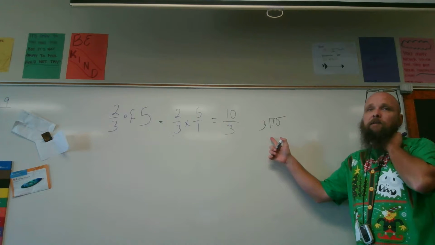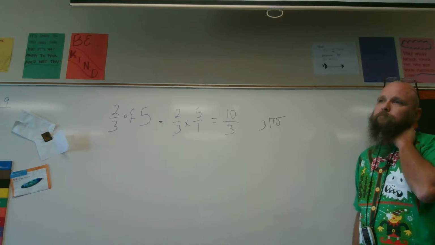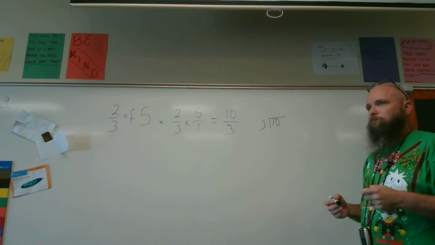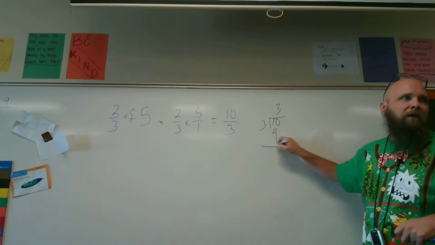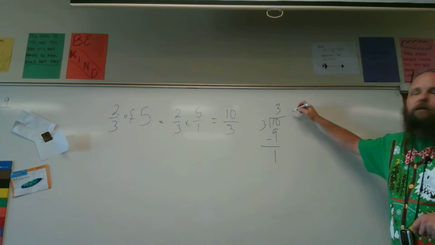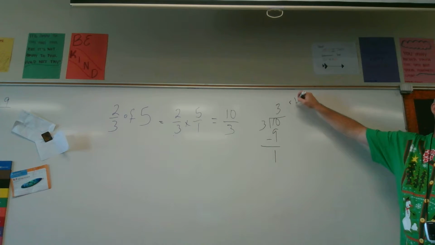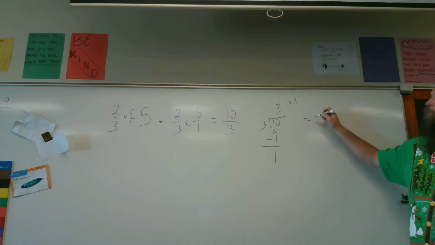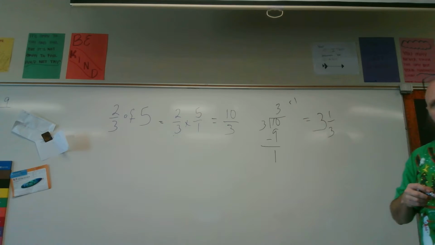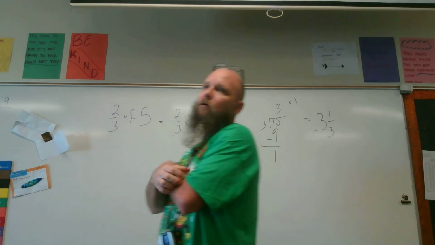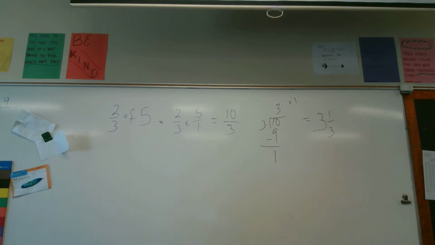Kayla, how many times does 3 go into 10? 3 times. 3 times 3 is 9. We subtract, we get 1. So we have 3, remainder 1. We end up with 3 and 1/3. 3 and 1/3. I figured out.